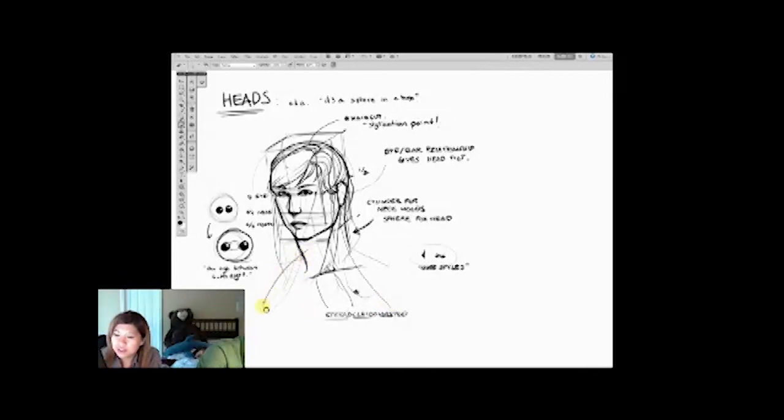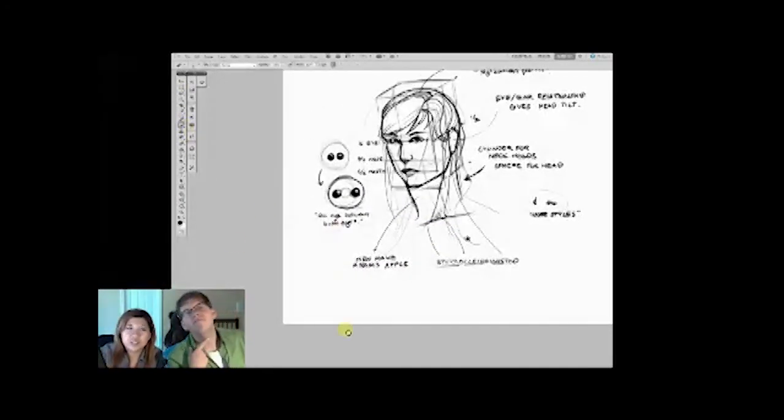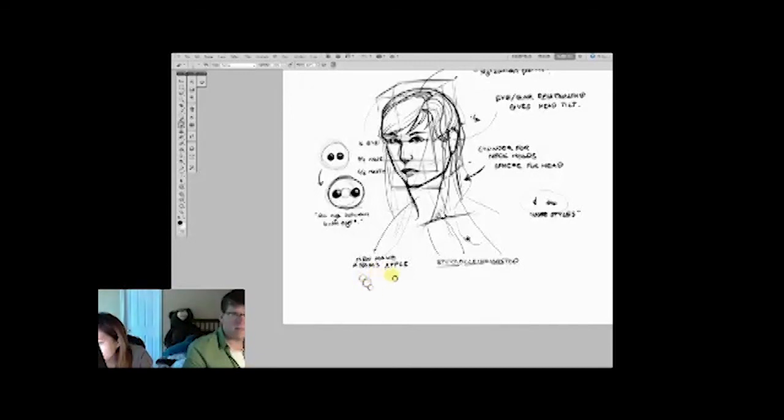Also note that men have Adam's apples. Basically, their throat muscles are larger, which is why they have deeper voices. So a guy will have a bump in it from the side, but a woman would be smooth.